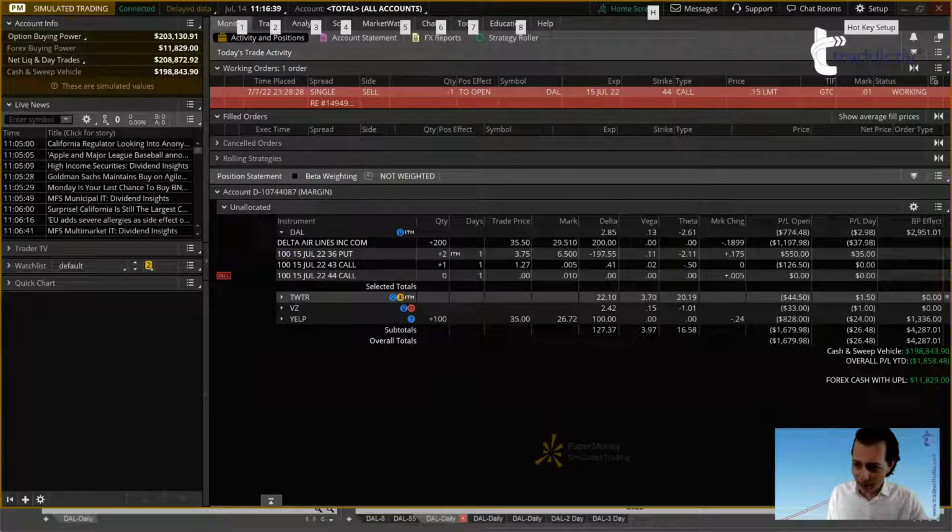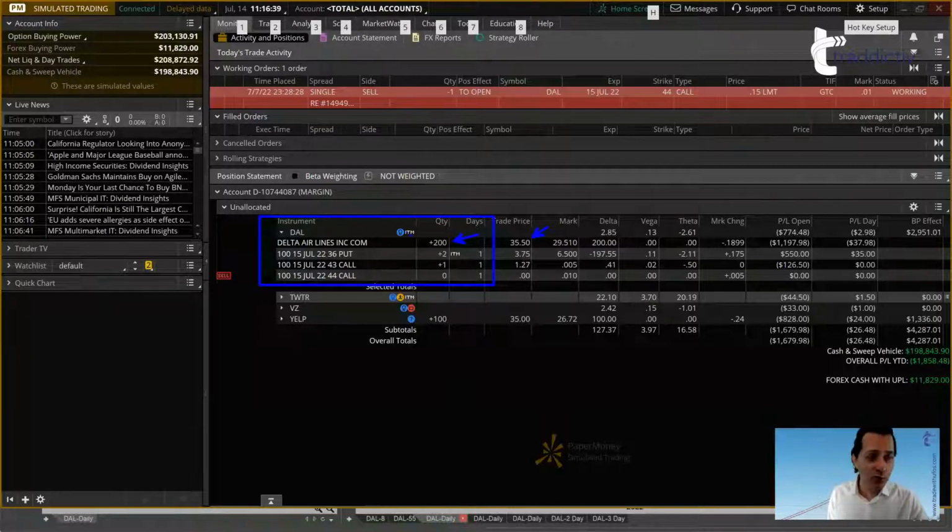In this account, I am long 200 shares of Delta. How did that happen? I was only short one put, which by the way was the 35, and it was only one. So how come I got assigned 200 shares if I was only short one put? And on top of that, it was the 35. How come I got a trade price of being assigned at 35.5 instead of 35?